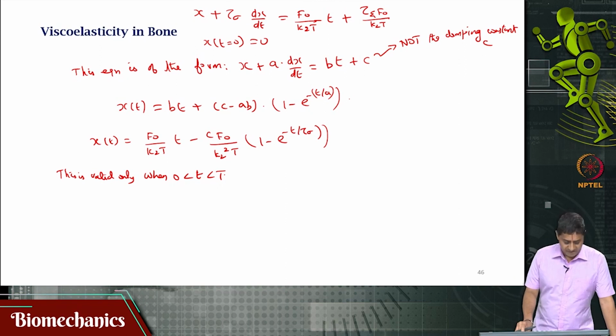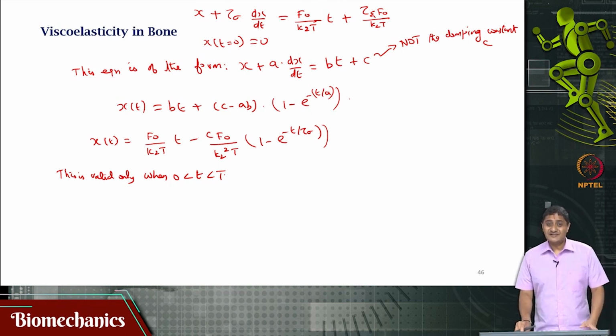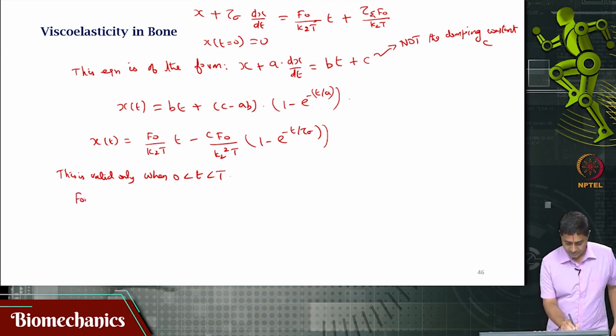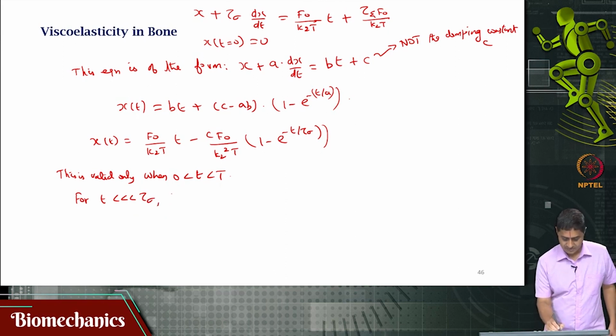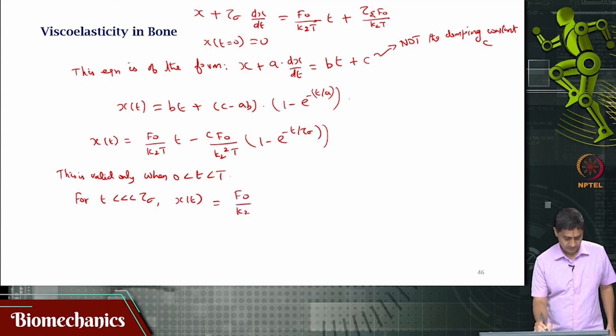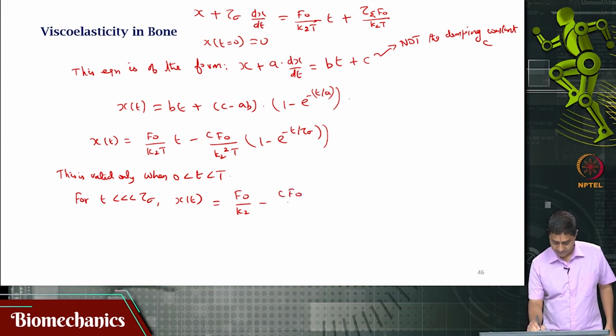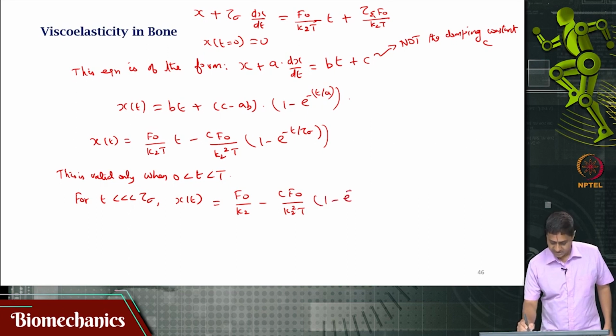Now when small t is much less than the time constant tau sigma, what happens? For small t that is much less than tau sigma, what would be x of t? X of t would be f naught by k2 minus c f naught by k2 squared capital T times 1 minus e power minus capital T by tau sigma.